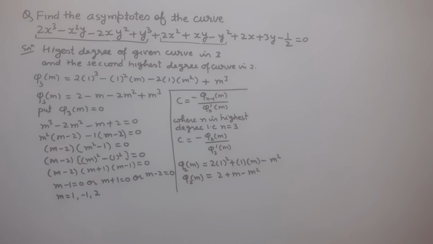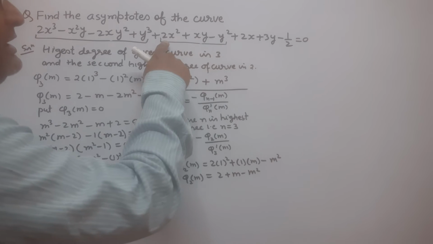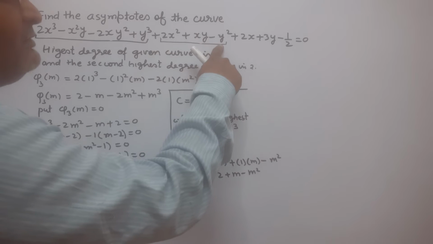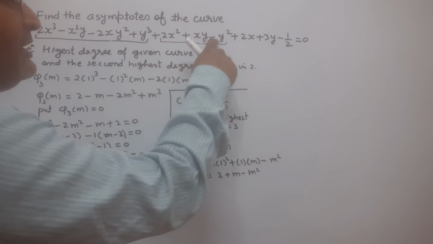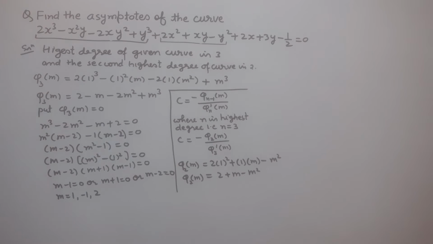So here phi 2m can be obtained by putting x equal to 1 and y equal to m in all the second degree terms of the given algebraic curve. You can see here in the given algebraic curve there are 3 terms of second degree: 2x² plus xy minus y². Substituting 1 in place of x and m in place of y, we can find phi 2m.